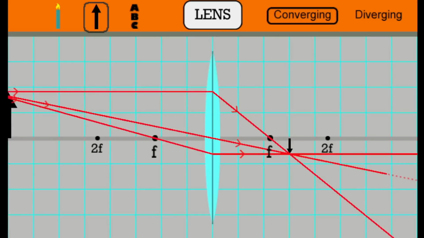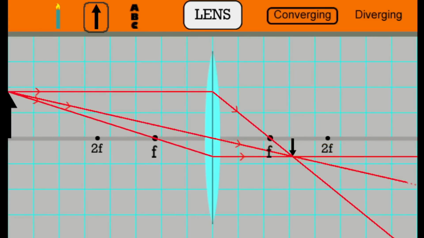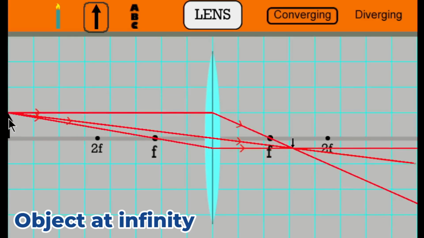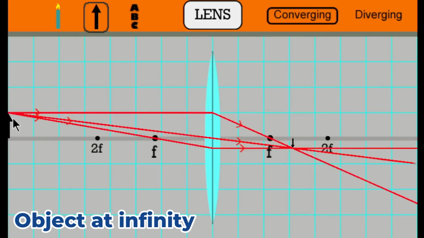So ngayon, what I'm trying to demonstrate is the image formed when you have an object that is very far from your lens. So, ang gagawin ko ay medyo liliitan ko yung focal length para makita natin kasi ayaw niyang gumalaw.